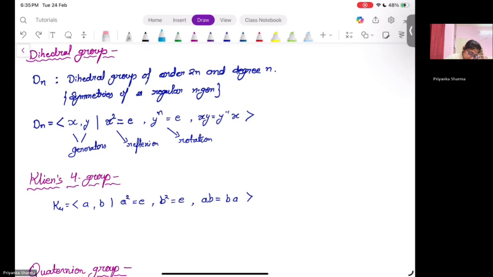From these two generators, x and y, x will have order 2 in Dn and y will have order n. The order of y will be the degree of the dihedral group. And we will have this relation: xy is y inverse x, which is equivalent to xy is y inverse x inverse, but x inverse is of order 2, so x inverse and x are the same. So these two are equivalent.